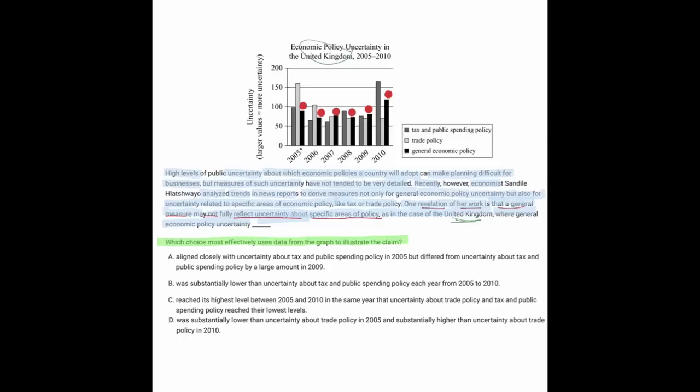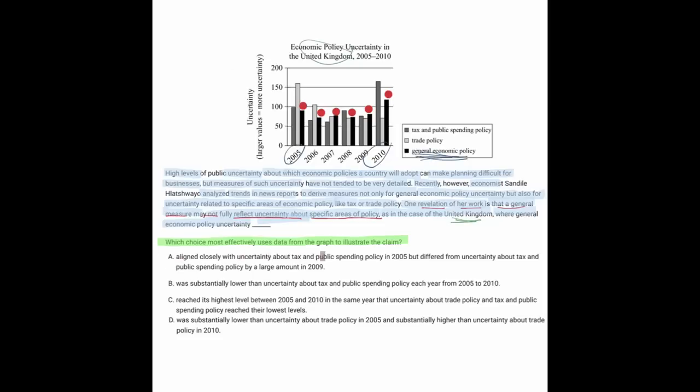So, for instance, in 2005, the general one is way below trade policy. And in 2010, for instance, it's below, let's see, it's below tax and public spending policy. So in one moment, the general is sort of below one of the other individual items, and in the other moment, it's below the other individual item. So in other words, the relative relationship between the general policy and the other two is constantly changing. So let's start reading the answers.